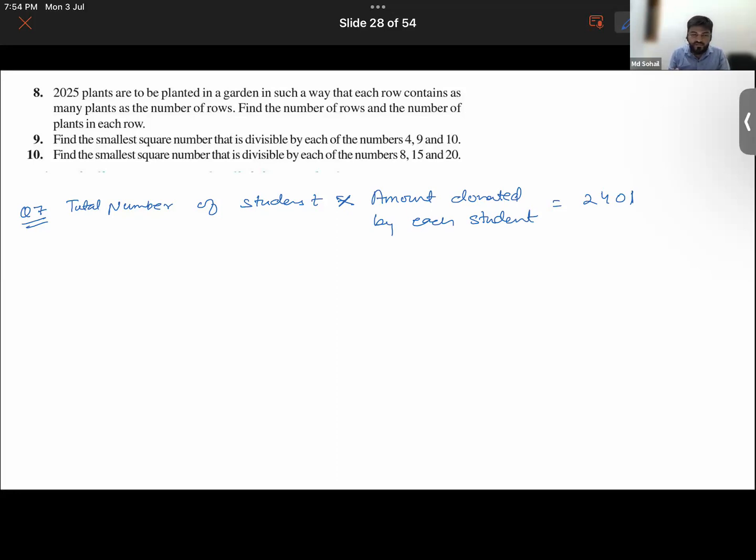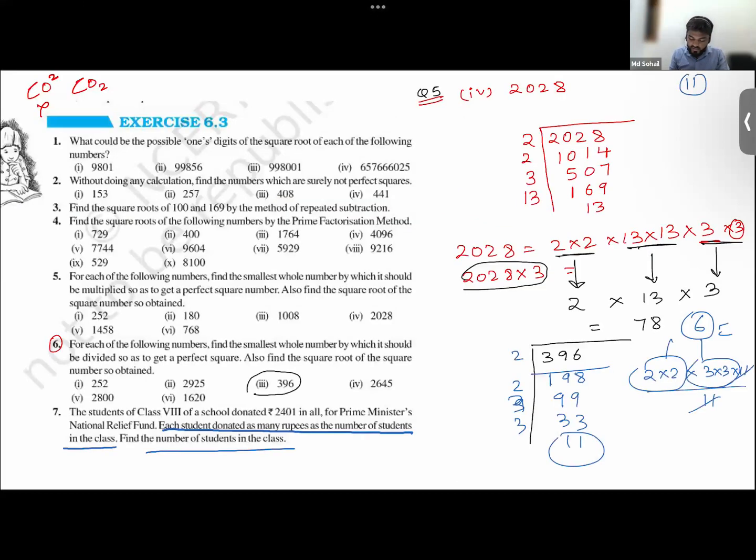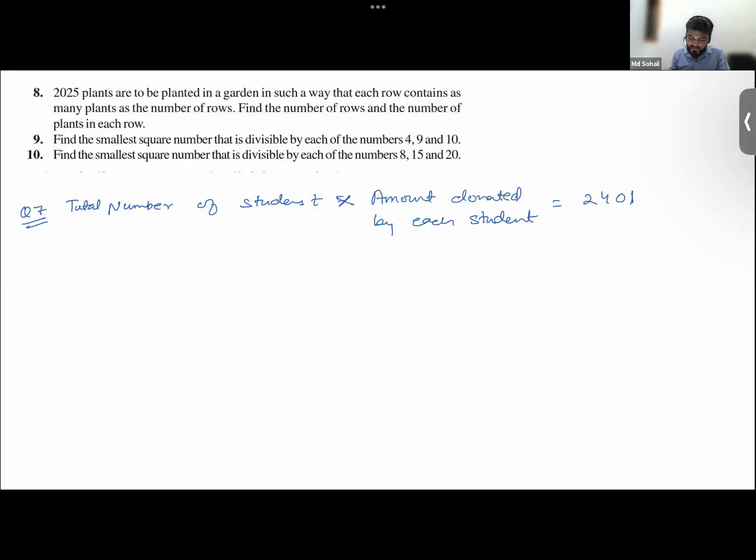So we simply need to calculate the number of students in the class. So if we just were to find the square root of the number, will we not get our answer? We will. So just by square rooting the number, you will get your answer.